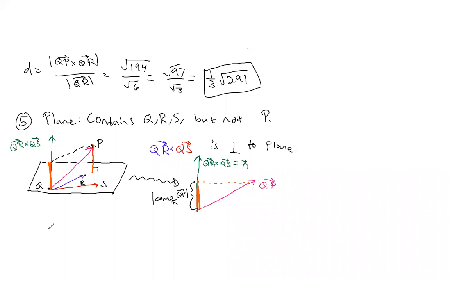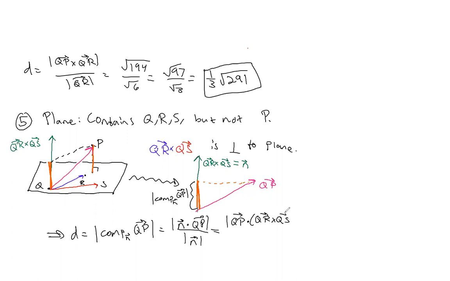And if we unpack what that means, this distance is equal to this scalar component of QP onto N, which is going to be the absolute value of N dot QP over the magnitude of N. Or in other words, just unwinding everything that we've done so far, that's the same thing as saying QP dotted with QR cross QS, over the magnitude of QR cross QS. All right.